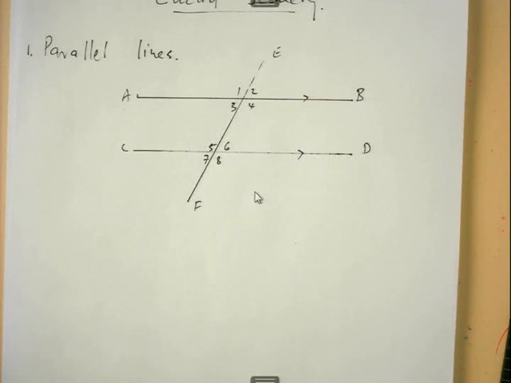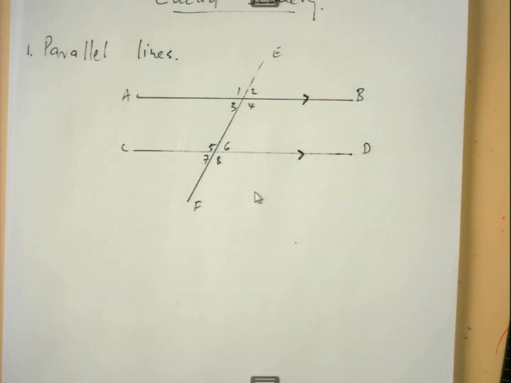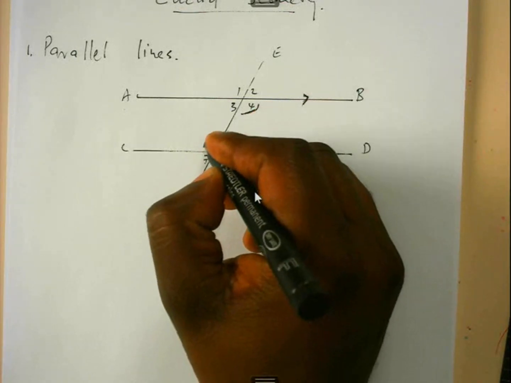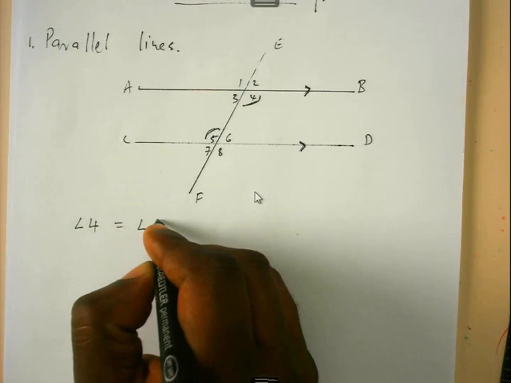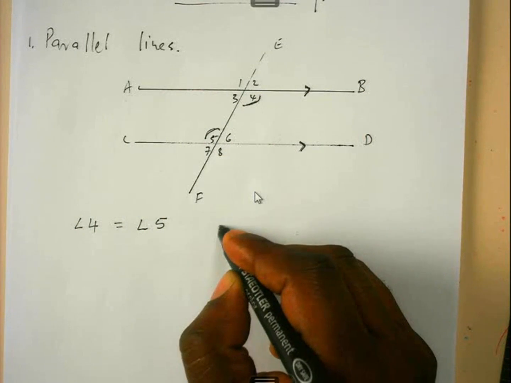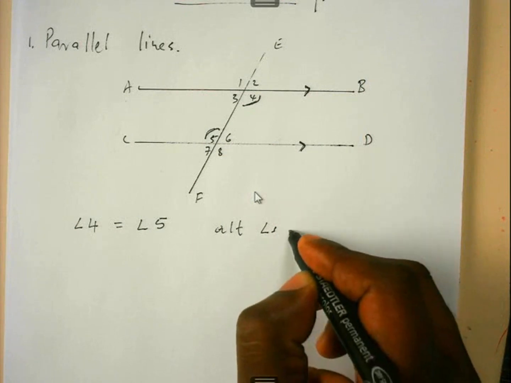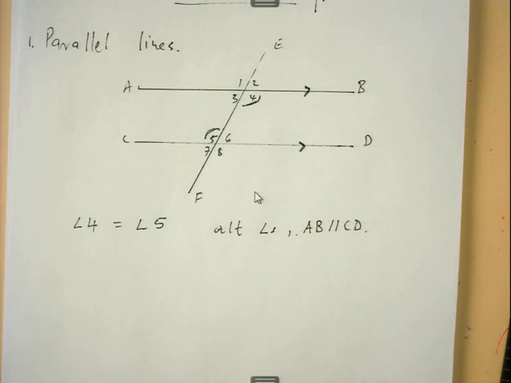Before you even answer the questions, when you see parallel lines, the first thing that you must remember is alternating angles. It's about corresponding angles. It is also about co-interior angles. We'll make an example. If you look at angle 4 and angle 5, I'll write here that angle 4 is equal to angle 5, and the reason is alternating angles. Why are they alternating angles? It is because the line AB is parallel to line CD. Look at how I write my reason.